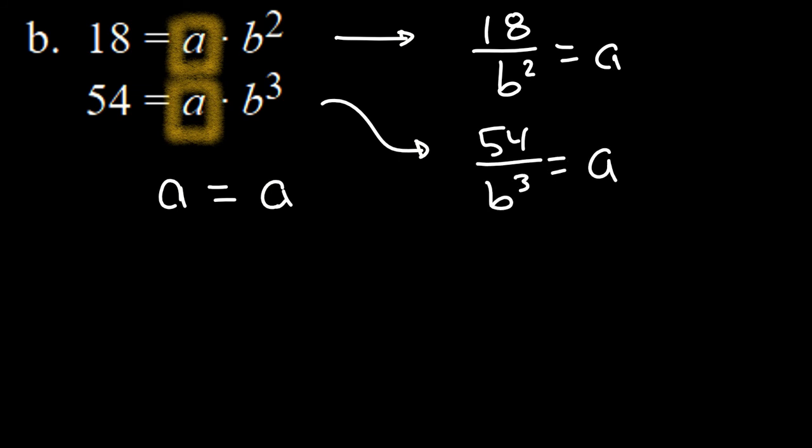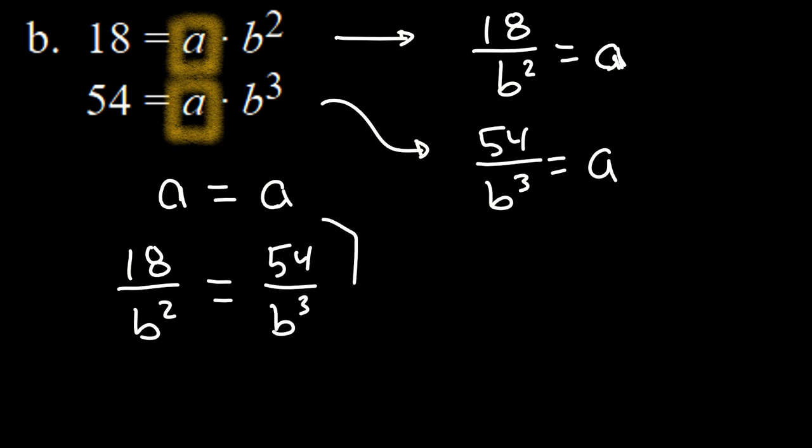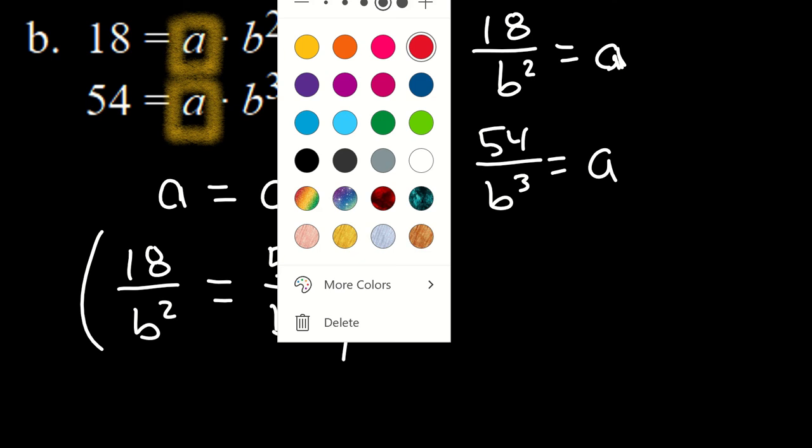So I've got two expressions for a, and I'm going to use the first expression on the left hand side. So instead of a, I'm going to write 18 over b squared. And over on the right hand side, I'm going to write 54 over b to the third power. Now, this is great. I'm going to multiply both sides of this by, you guessed it, maybe, oh, why is the red disappointing me? Let me go here.